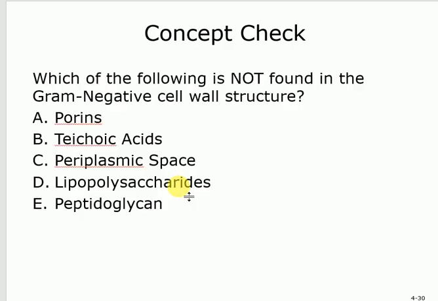So which one is not found in the gram-negative? Teichoic acid, and the other one is called lipoteichoic, right? We don't have it in this question, but just to remember it. And can you tell me which one of those is in a gram-negative, not in a positive? It's two answers.